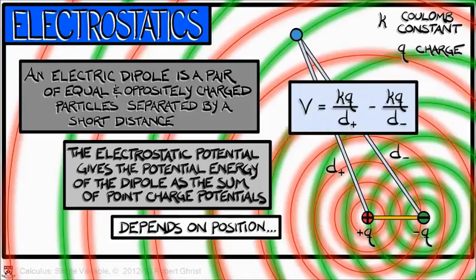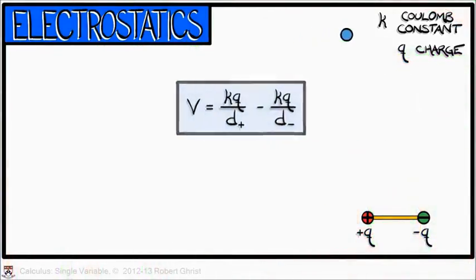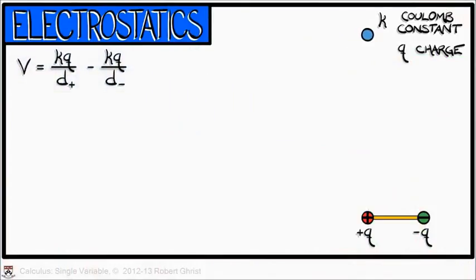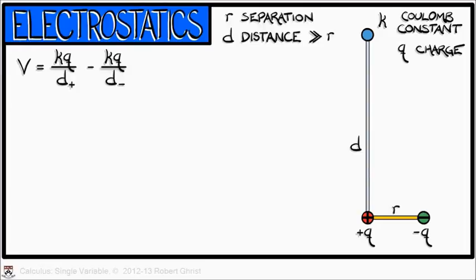Let's do some math. Let's compute what this electrostatic potential V is in the case where you are standing at a distance d away from the positive charge and where d is much greater than r, the separation distance between the two charges in your dipole. Now, I'm going to assume that we are orthogonal to the dipole. That is, we're at distance d from the positive charge, but perpendicular to the orientation of the dipole.